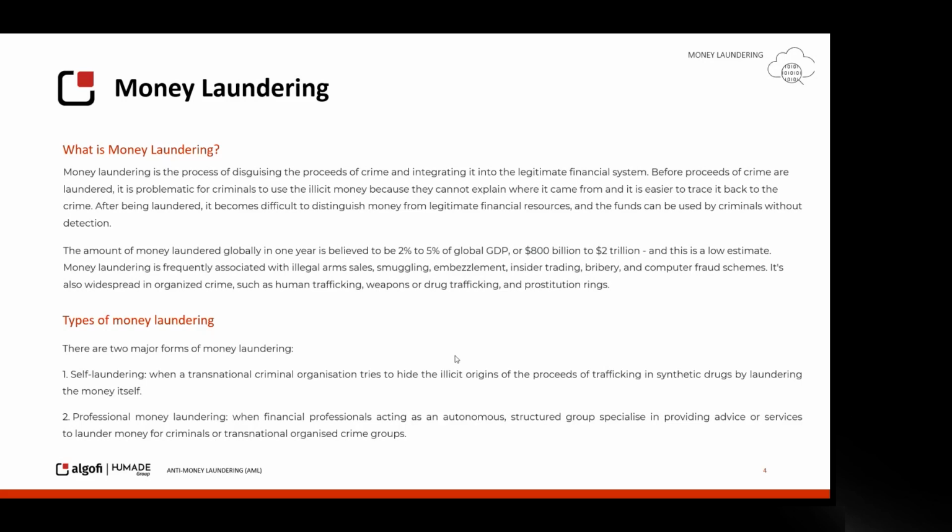As for the types of money laundering, we have two types. Stealth laundering, which means that the criminal organization tries to hide the illicit origins of the proceeds of trafficking by laundering the money itself. Or professional money laundering, when financial professionals acting as an autonomous structured group specialize in providing advice or services to launder money for criminals or transnational organized crime groups.